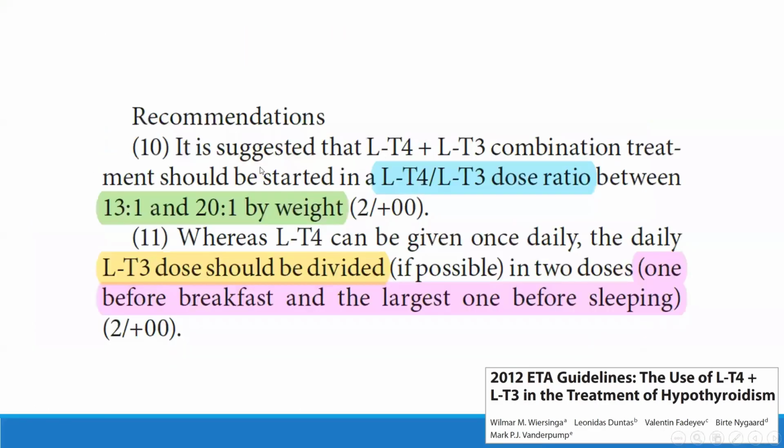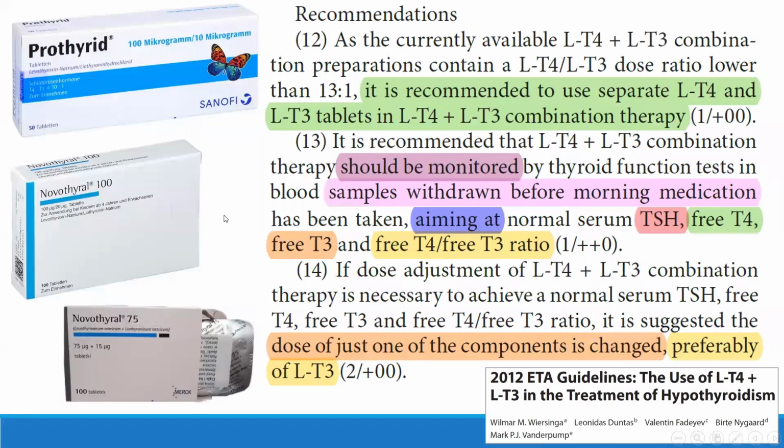And if we use this combination therapy, we should start with a dose ratio of 13:1 to 20:1 by weight. And it is ideal to give levothyroxine once daily, and liothyronine should be divided if possible into 2 doses, one before breakfast and the largest one before sleeping. And this is not possible if we use a combined tablet.